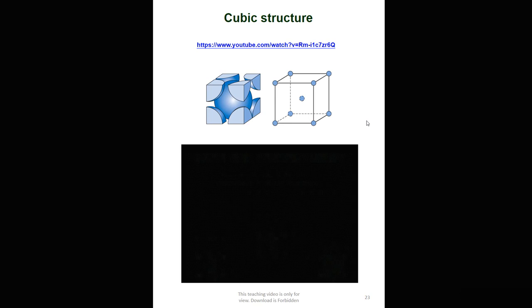For the microstructure of steel, we have the cubic system. So now we will discuss how the strength comes about. Firstly, we need to know the microstructure of steel. And now we will look at the video first, and you will know what happened inside the steel.